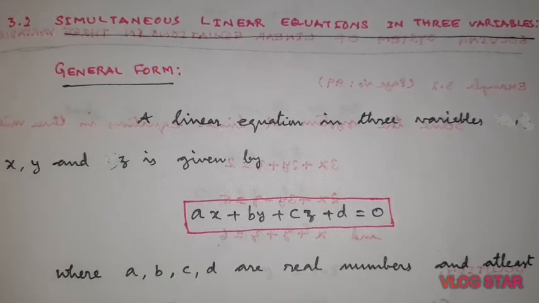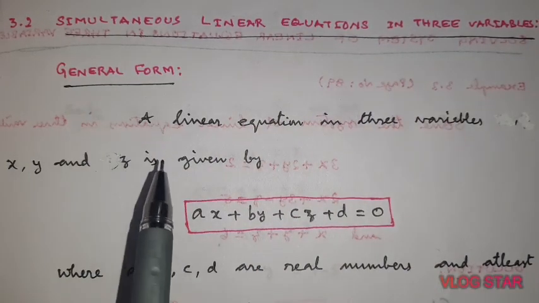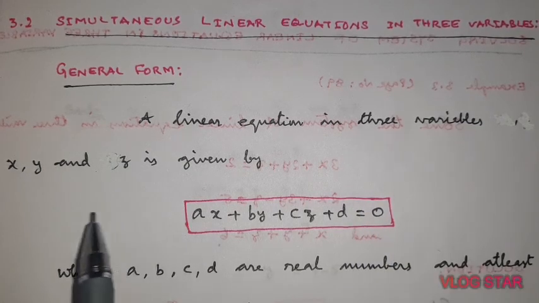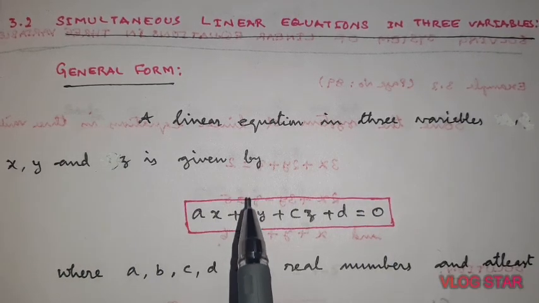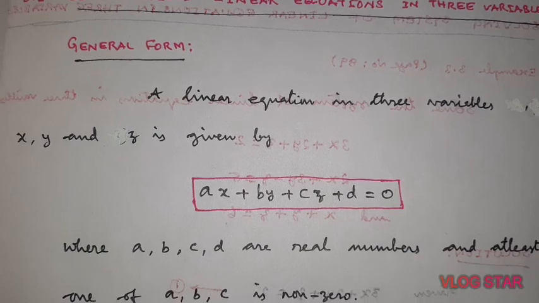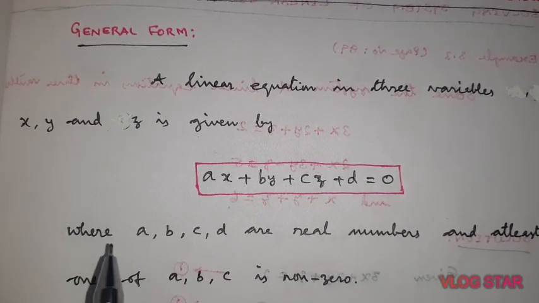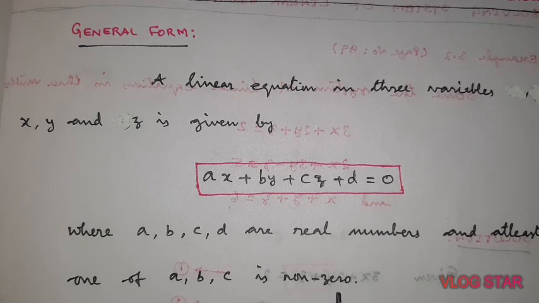Let us start with simultaneous linear equations in three variables. General form: a linear equation in three variables x, y and z is given by ax plus by plus cz plus d is equal to 0, where a, b, c, d are real numbers and at least one of a, b, c is non-zero. So here A, B, C, D are real numbers and at least any one among A, B, C is not equal to 0.